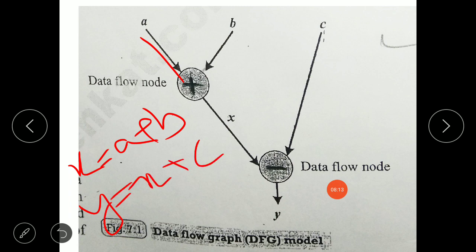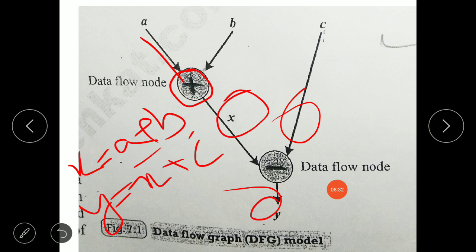The operations, plus and minus, are represented using the circles, and the data is represented using the arrows. Data means a, b, x, y, etc. So a plus b is equal to x, and then x minus c is equal to y. Y is equal to x minus c, not plus, x minus c.